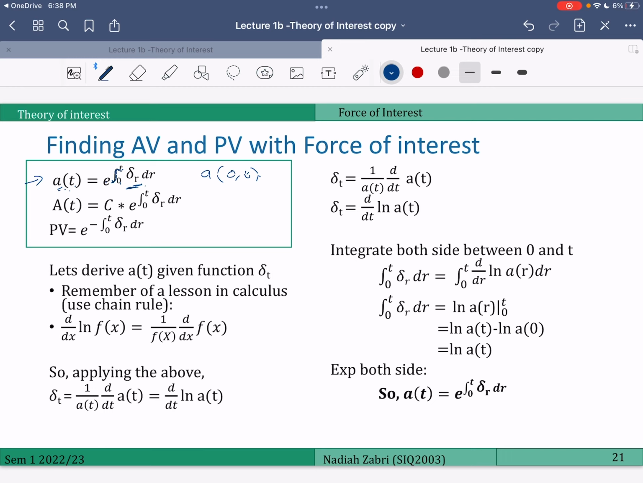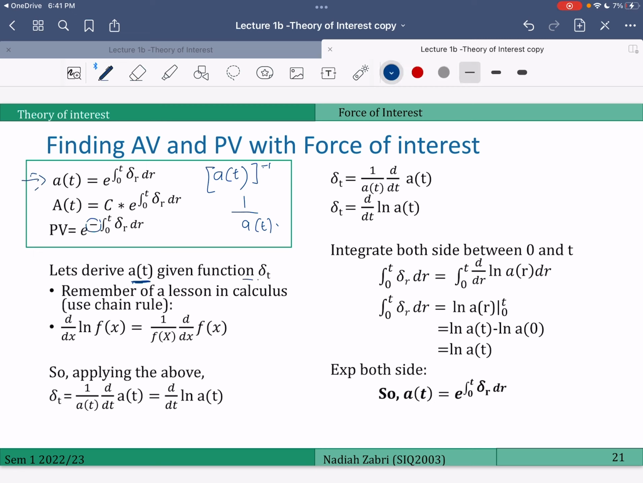So if we want to look at the amount function, you just multiply by C, the same thing. For the present value, it will be similar to A(t), but you put a negative here. When you put a negative, it is as if you are doing a(t) to the power of negative 1, right? So it is as if you are just taking the inverse of a(t). Okay, hope you understand that. So the difference between these two is just the negative.